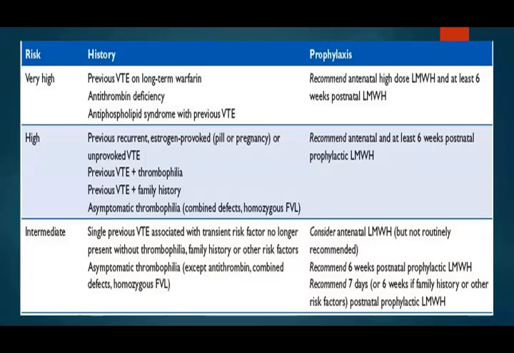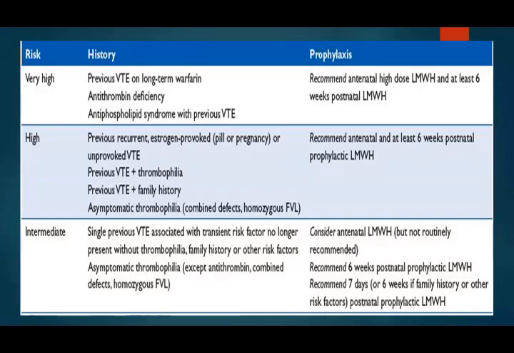The postnatal period carries a risk even 5 times more than any other stage or part of a patient's life where we are expecting thrombosis. So the period of the highest risk is the postpartum period. Therefore, we recommend 6 weeks postnatal prophylaxis with low molecular weight heparin.